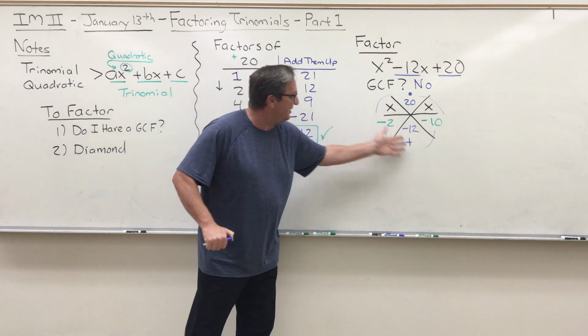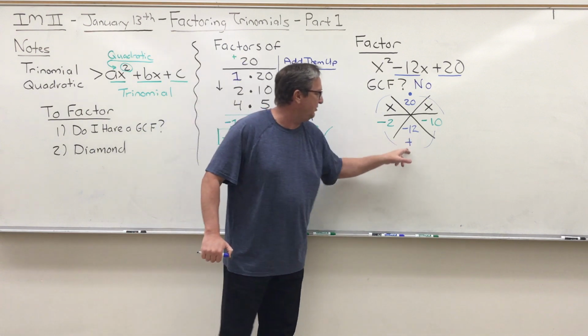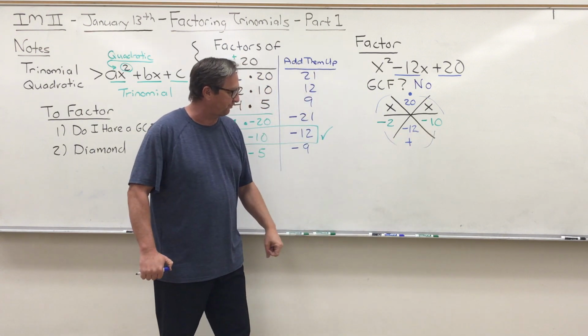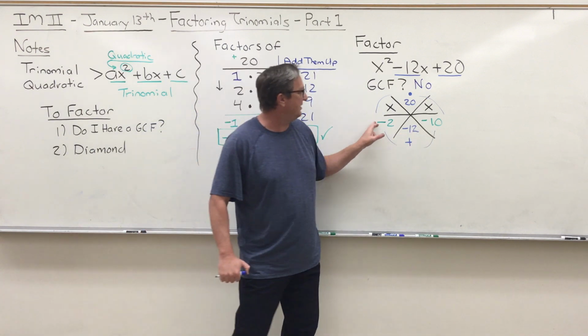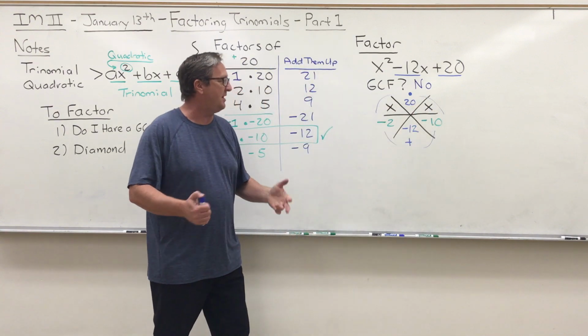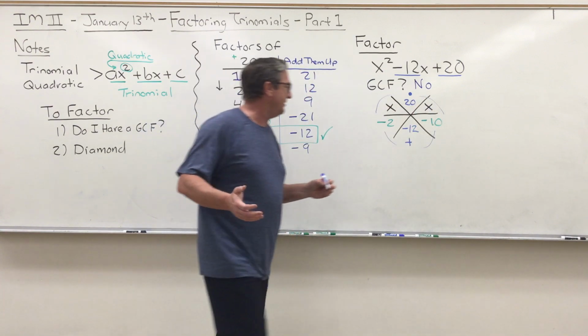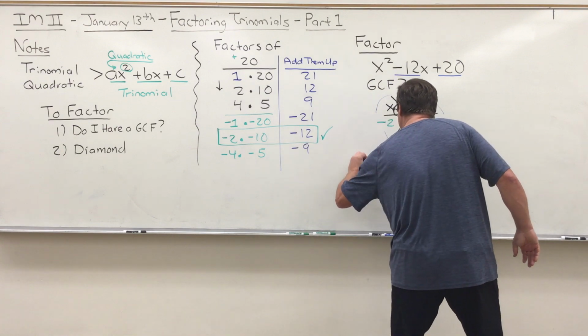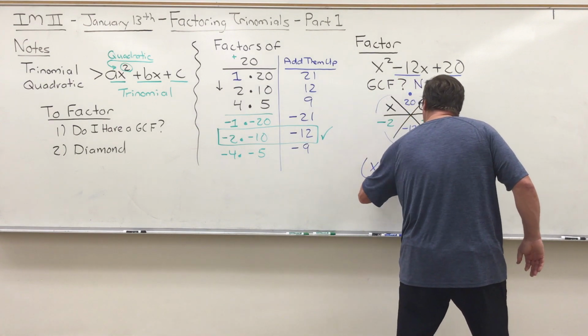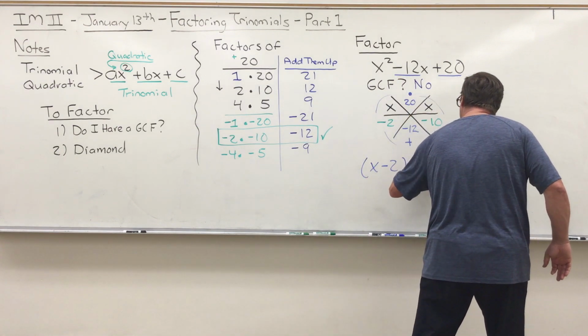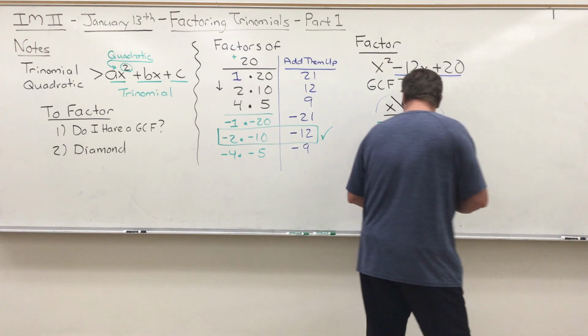All right, well, this all checks out. Look at negative 2 plus negative 10: negative 12. Negative 2 times negative 10: positive 20. And your final answer is x minus 2 times x minus 10.